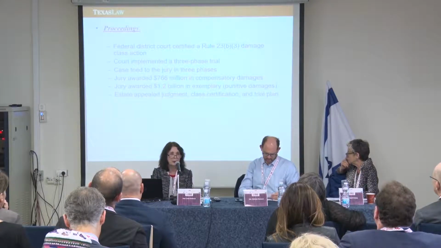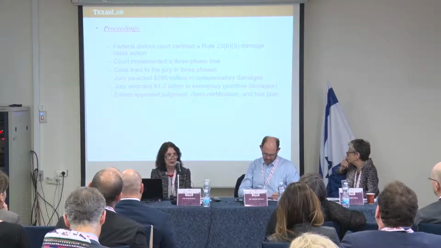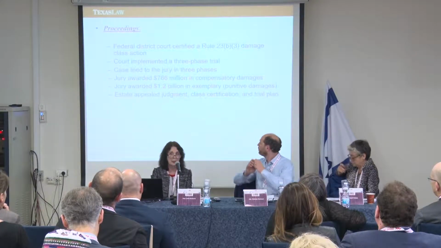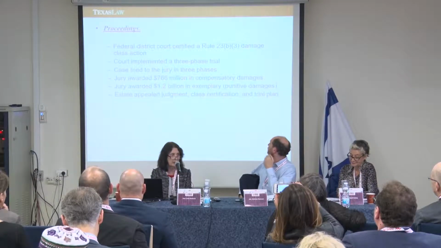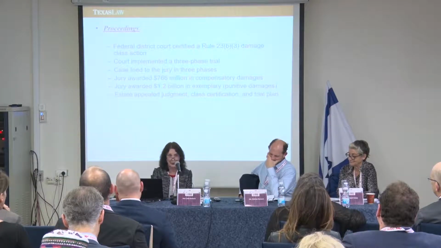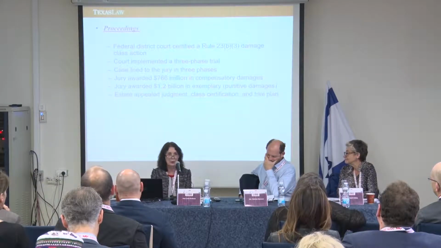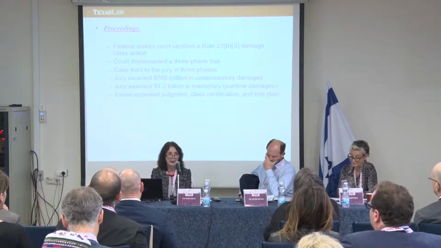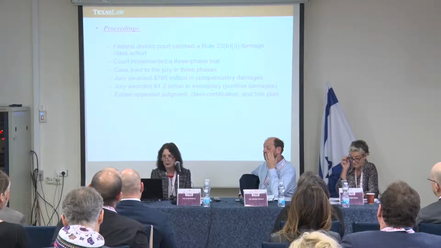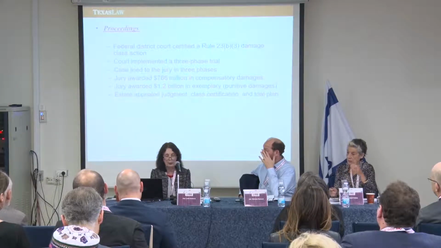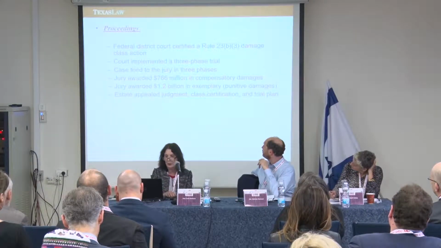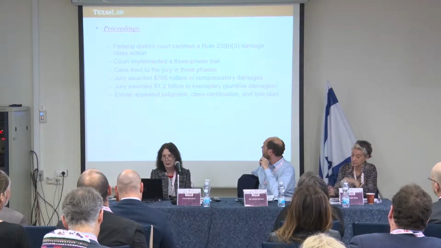Basically, again, this was a very, very unique case in the annals of class actions, and one of the things that was very unique about it was it actually went to trial. There's been a lot of discussion about how in the United States almost all class actions settle and they never go to trial. This is the rare case that actually went to trial. The court certified it as a (b)(3) damage class action. They implemented a three-phase trial plan, which was also very, very unique for its time. It was tried in three phases. The jury awarded $766 million in compensatory damages and $1.2 billion in punitive damages.